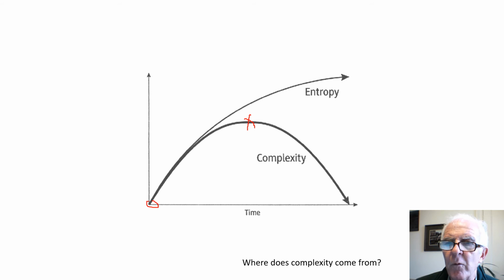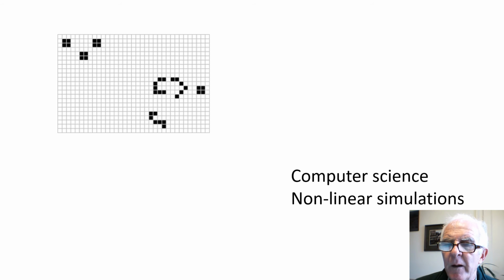So, a bit of a depressing thought. Entropy pushes up complexity. So we can map this onto nonlinear simulations and see how simple interactions at a local level can give rise to very complex patterns. And we can see how this happens through these simple computer simulations.